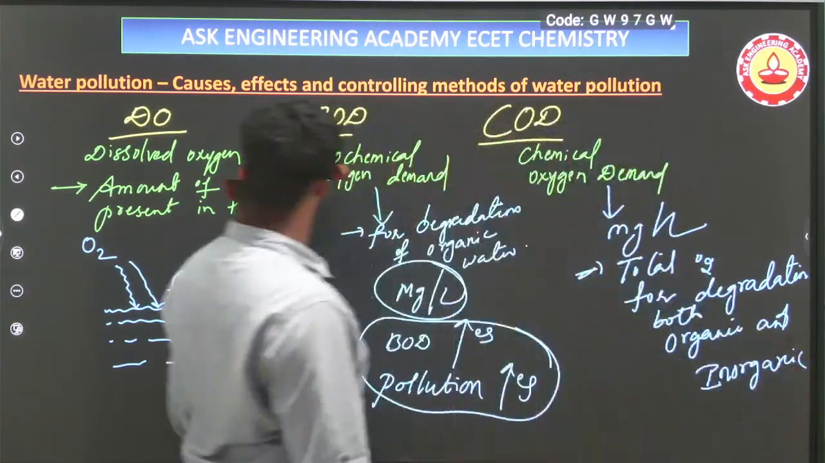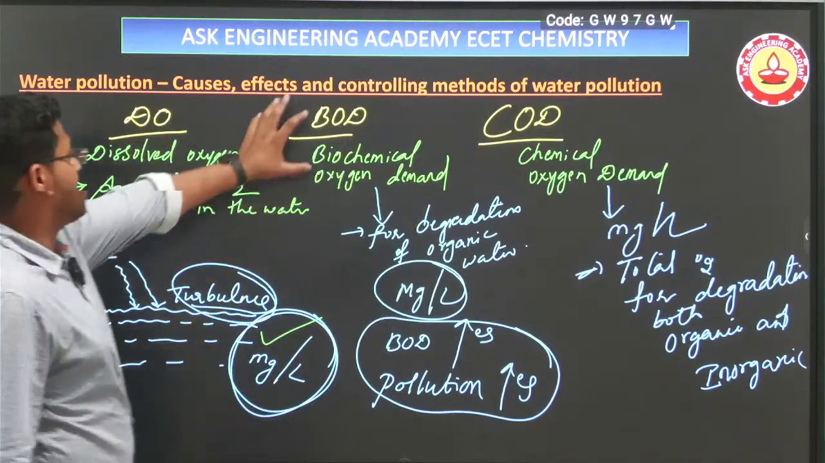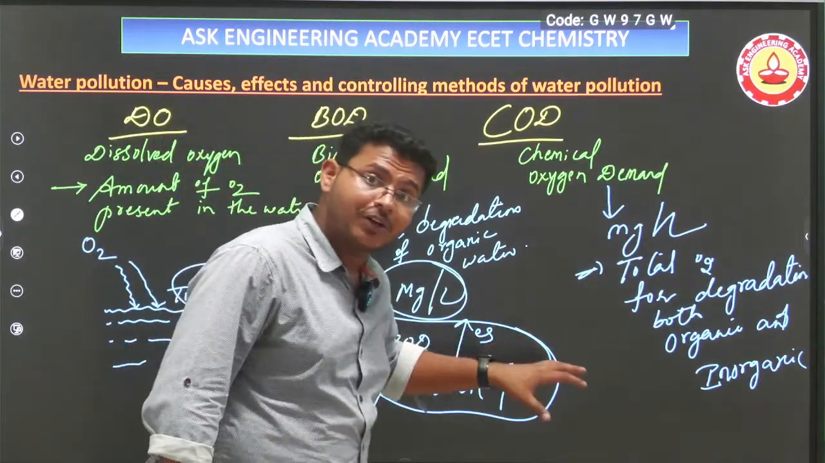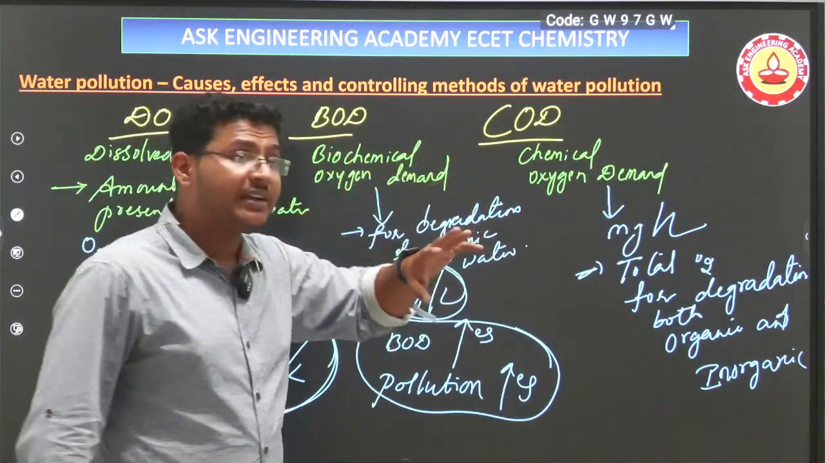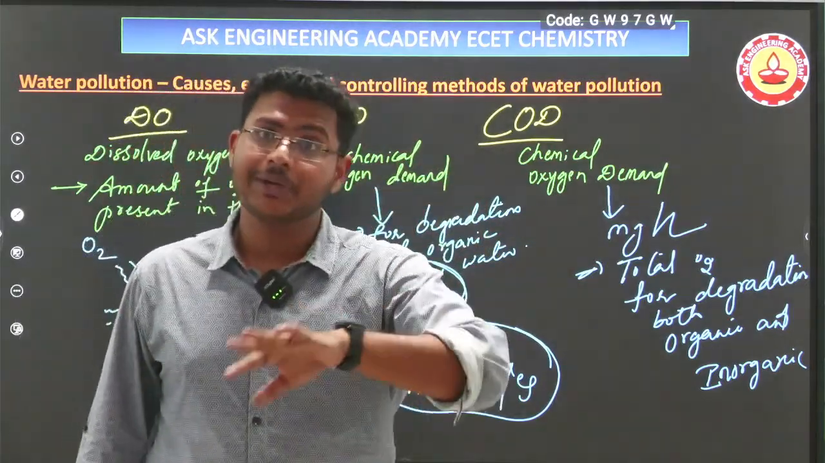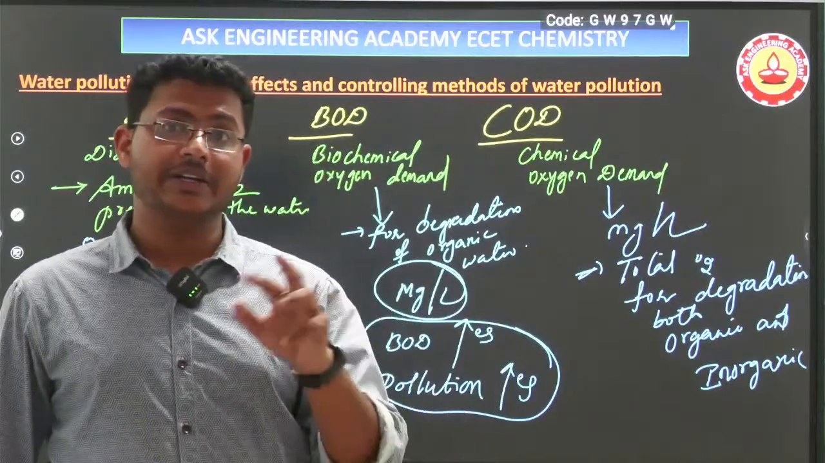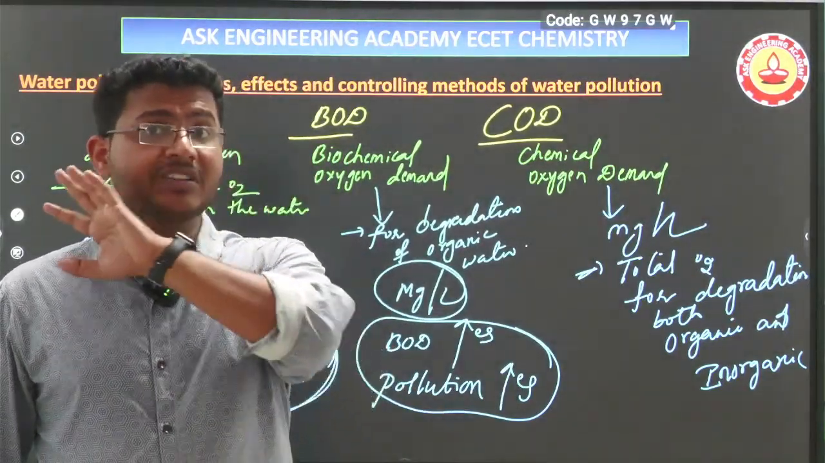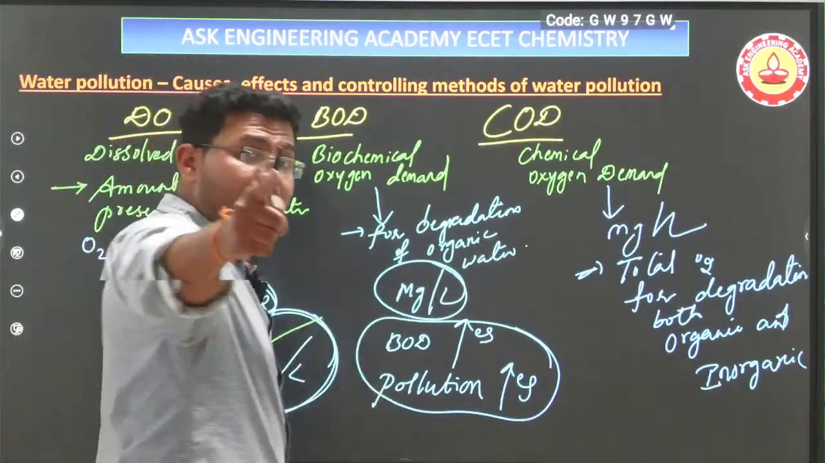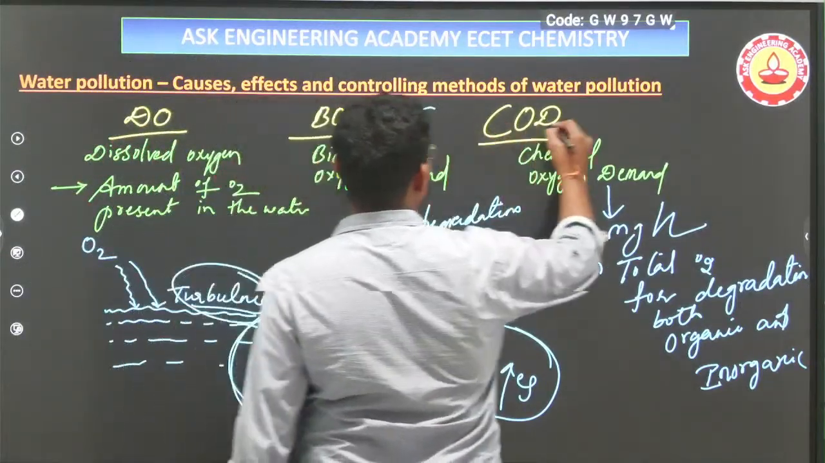Okay, so DO stands for dissolved oxygen, BOD stands for biochemical oxygen demand. A question will come: what is meant by BOD, biochemical oxygen demand; COD, chemical oxygen demand; DO, dissolved oxygen; what are the units for this, mg per liter. These are very important questions for ECET. Remember guys, this is BOD, this is COD.